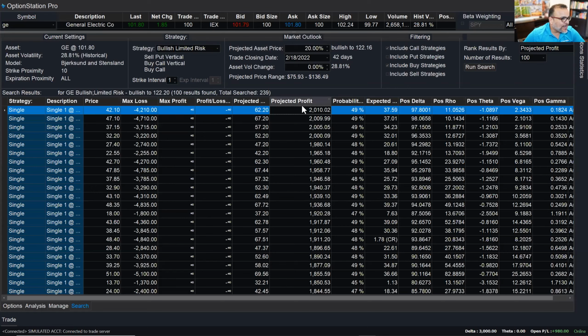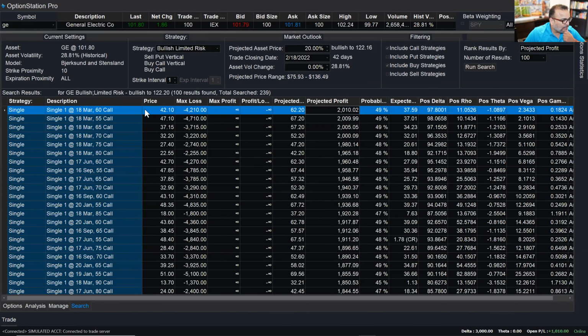In fact, let's go ahead and analyze this a little bit further. So the top one is a single strategy. Let's go here and take a look at the description. This is a single one. One of the things that I noticed here is that in the description, it doesn't tell you what year the option expires in. It tells you the month and the day. So this is March 18th, and this is a $60 strike.